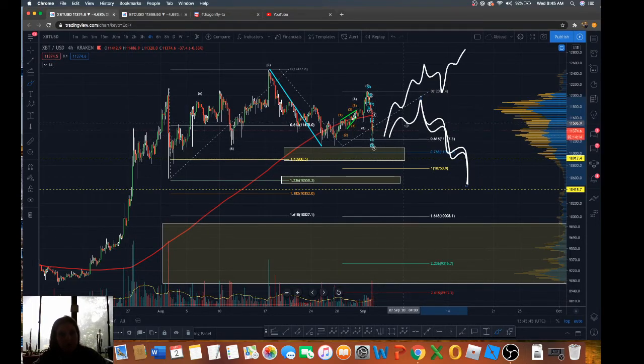If we get 3 waves to the upside, I will look for a short and short this to the downside. If we get what looks like 5 waves coming to the upside, I will wait for the 3 waves to the downside, and that is my entry to take it to the upside. 5 waves, 3-wave correction, take it to the upside. Or 3 waves to the upside, that's your entry to the short to the downside.